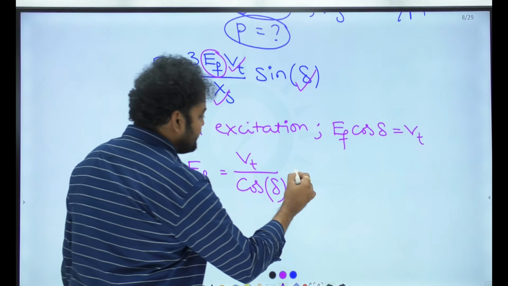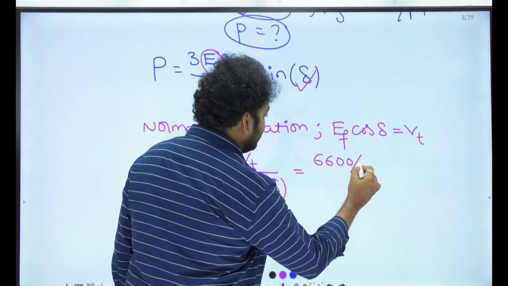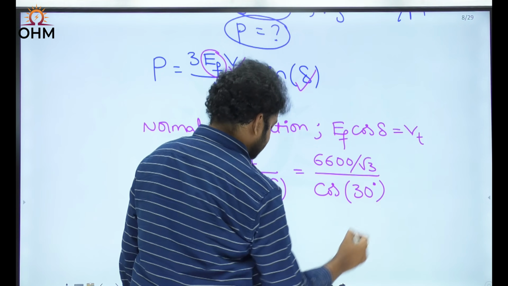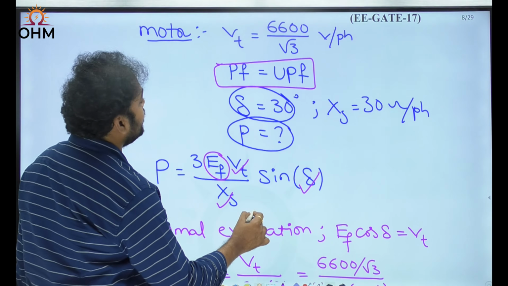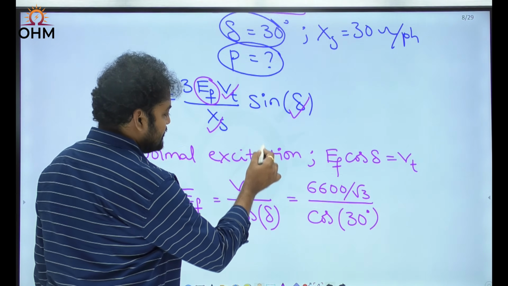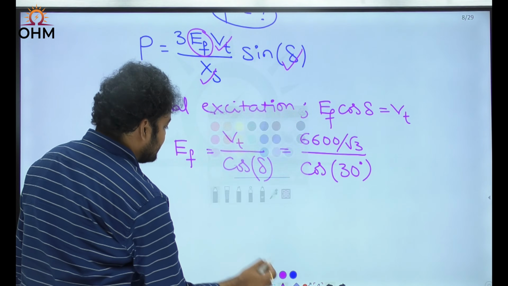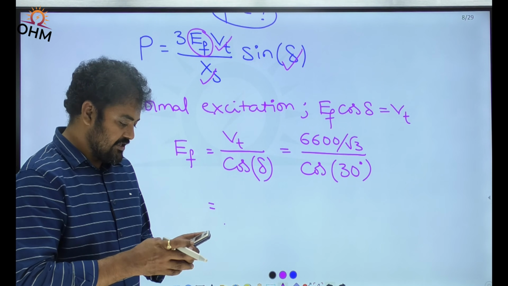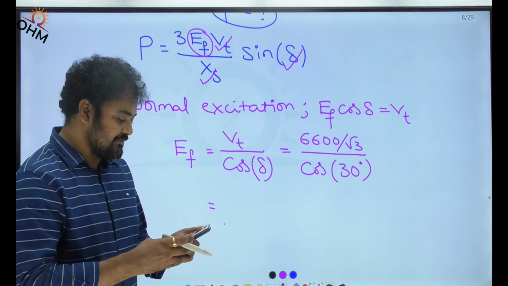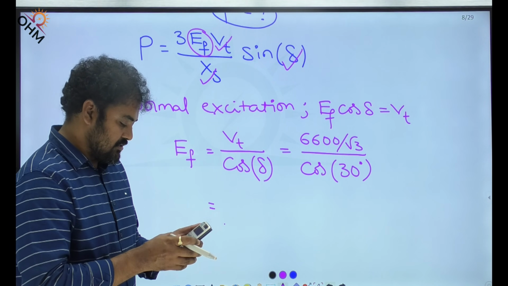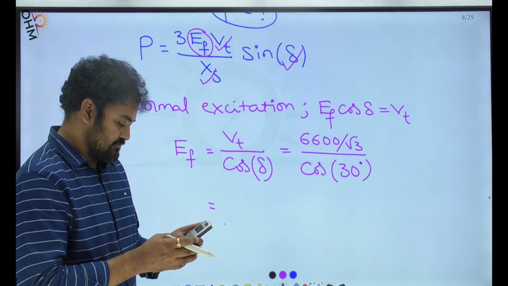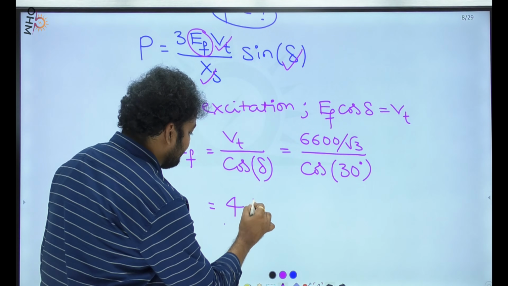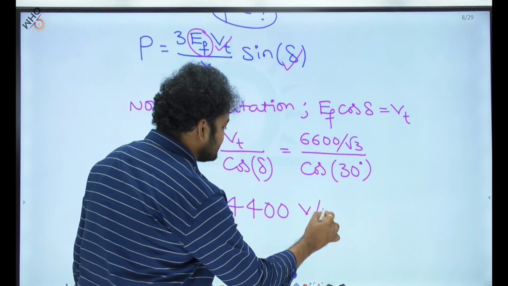What is VT? 6600 divided by root 3. What is delta given in the problem? 30 degrees. Let me check again. Yes, delta is equal to 30 degrees. So if I substitute the data here, I will get the magnitude of EF. Let me use the calculator. 6600 divided by root 3, divided by cos 30 degrees. I am getting EF is equal to 4400 volt per phase.